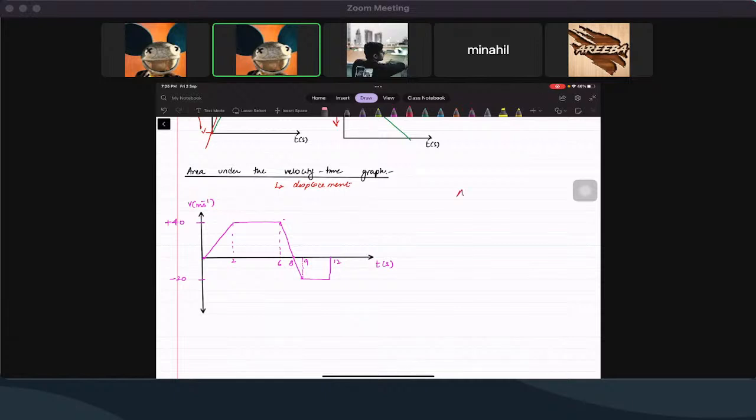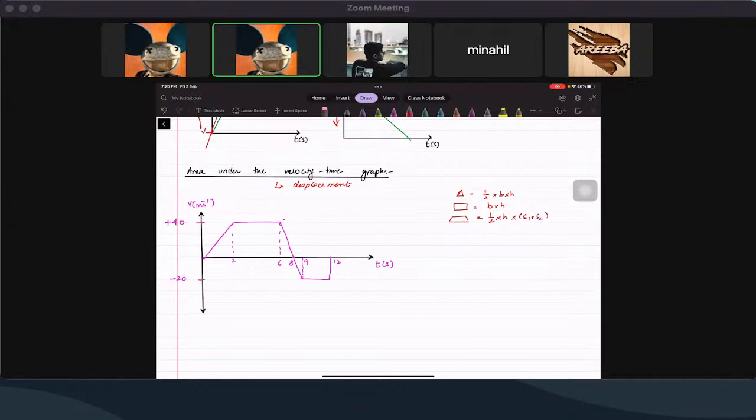For the triangle, we have half times base times height. For the rectangle, we have base times height. And for the trapezium, we have half times the height times the sum of parallel sides. Okay, everybody?